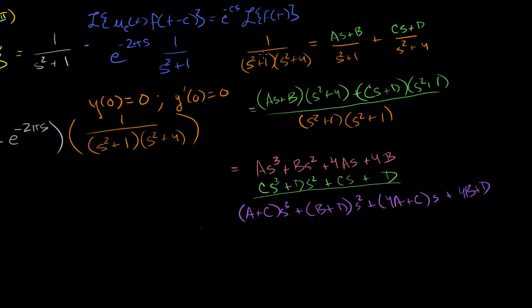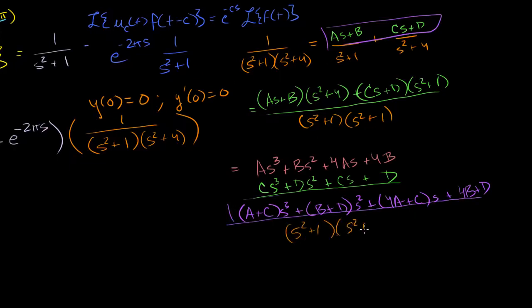All of this is equal to this thing up here. This is the numerator. We just simplified the numerator. That's the numerator right there. And all of this is going to be over your original s squared plus 1 times your s squared plus 4. And we established that 1 over s squared plus 1 times s squared plus 4 should equal this thing.